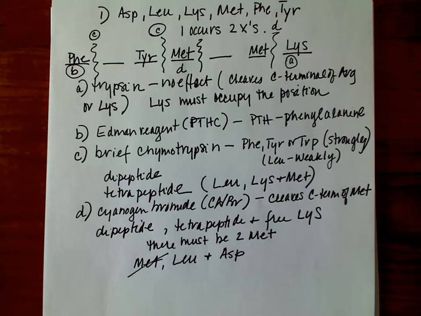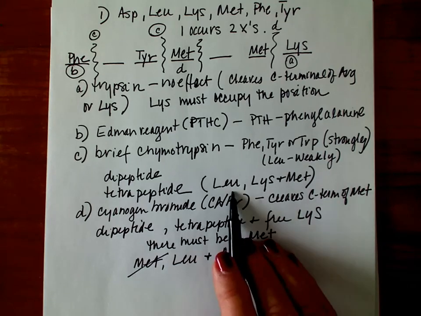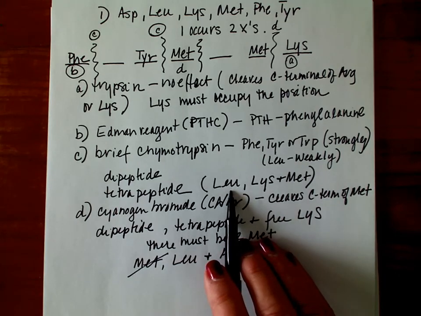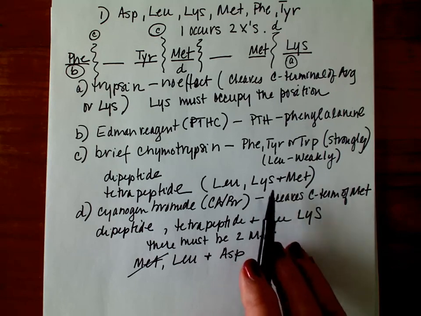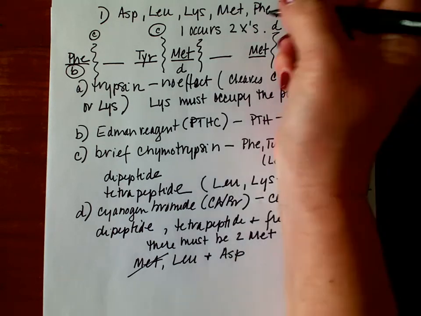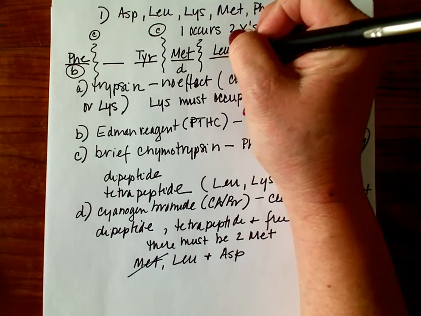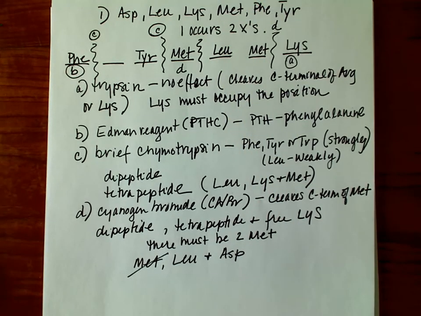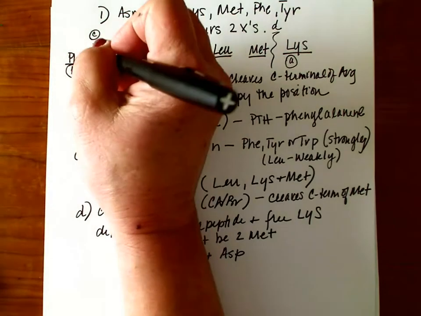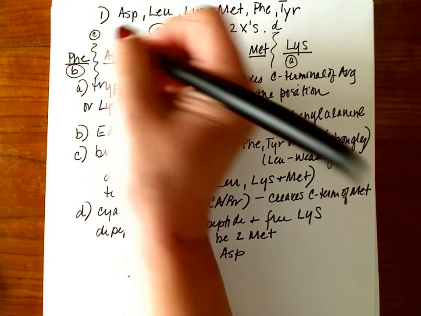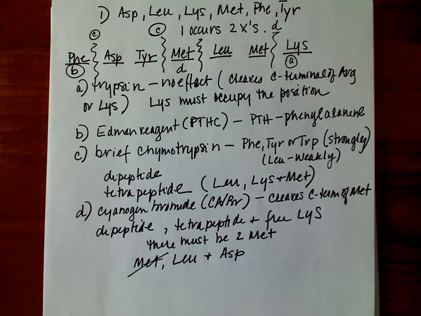We were told in C that leucine occurs in the tetrapeptide with lysine and methionine. So leucine must be here. And then by default, aspartate or aspartic acid must be in the second position.